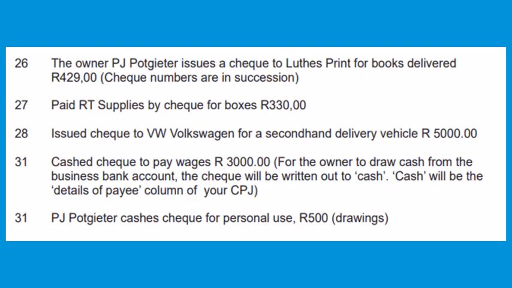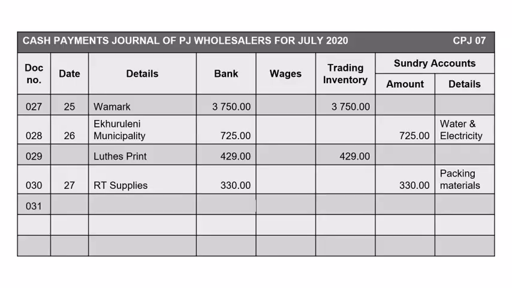Then on the 28th, we issued a check to VW Volkswagen for a second-hand delivery vehicle for 5,000 Rand. Okay, so now we're buying a vehicle. The check number will follow on the previous one, so it will be check number 31. It's on the 28th. We are paying VW Volkswagen 5,000 Rand from our bank account. Remember, every single amount must go to the bank column. And what are we buying? We are buying a vehicle, which is a fixed asset for the business. So it must go to the vehicles account. There's no vehicles column, so put it in sundry accounts and write vehicles.